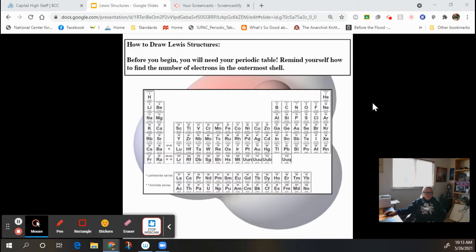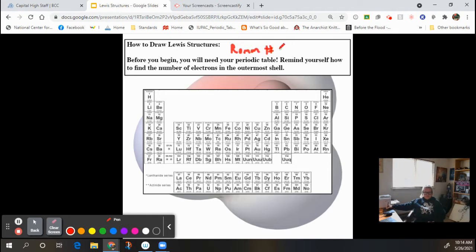So let's get to the how-to. Before we get to the how-to, please remind yourself how many valence electrons are found in each element in a covalent compound. Remember that the Roman numeral with the A by it gives you the number of valence electrons. So group 1A has 1 valence electron. This one will have 2 valence electrons, 3 valence electrons, 4 valence electrons, 5, 6, 7, 8 valence electrons. These are important to know because that's going to indicate how many electrons to draw in our Lewis dot diagrams.